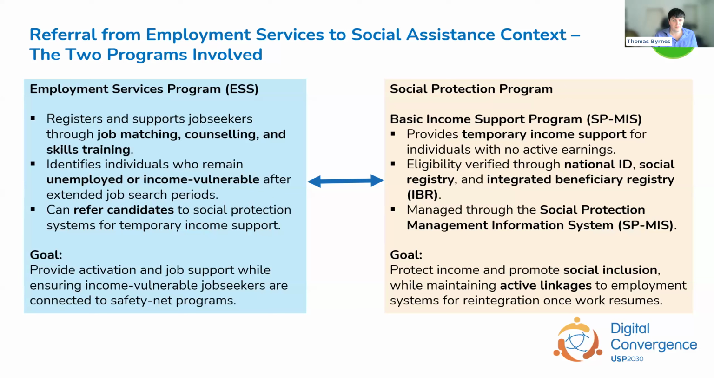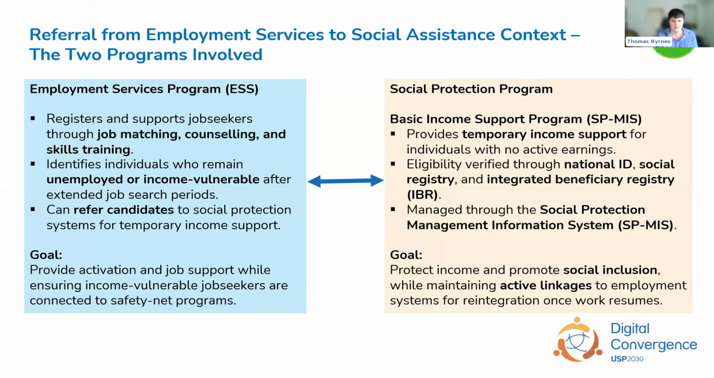Again, these are illustrative programs based loosely on real-world designs, but here we are using them to demonstrate the interoperability logic. On the left, we have the Employment Services Program, which works with job seekers. In this example, it provides job matching, counseling, and skills training, and it also identifies individuals who remain unemployed or who may have become income vulnerable over time. Importantly, employment counselors can refer candidates into the social protection or social assistance project system when they suspect that someone may require temporary income support. So this direction is the reverse of the previous use case.